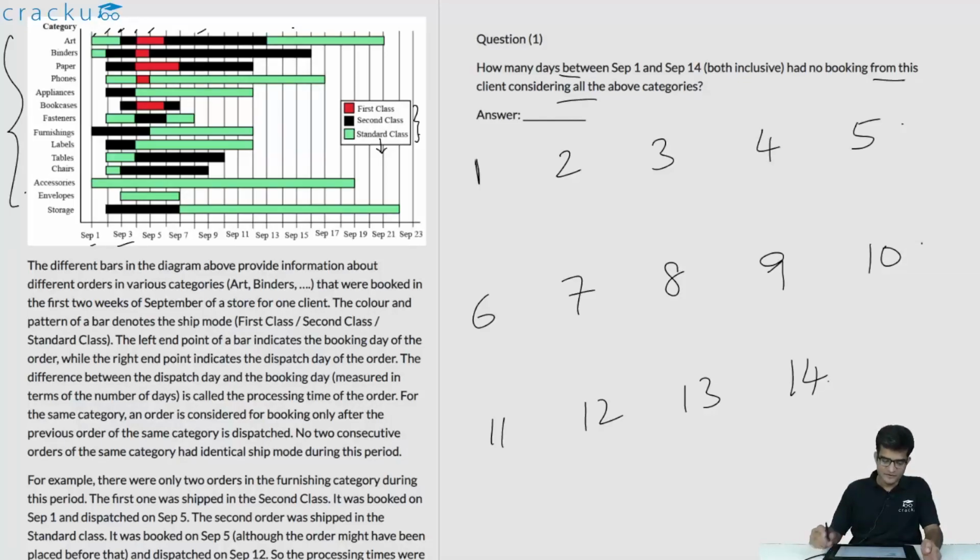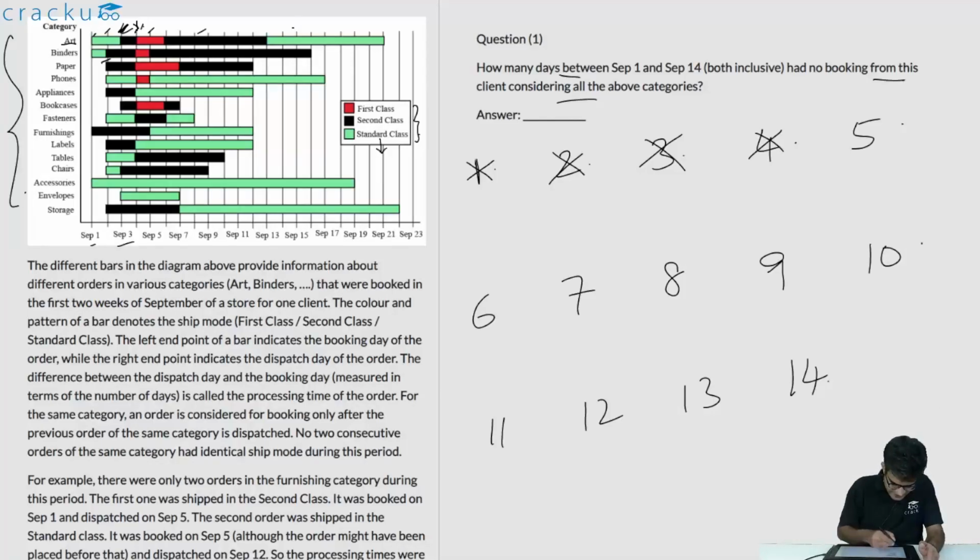If you're looking at September 1st, very clearly arts has a booking on September 1st. So we'll put a cancel there. If you're looking at September 2nd, binders has a booking on September 2nd. So we'll put a cancel there. September 3rd, if you're looking at it, arts again has a booking on September 3rd. So we'll again put a cancel there. If you're looking at September 4th, September 4th is this line. There is actually a booking for arts, so we can again put a cancel there.